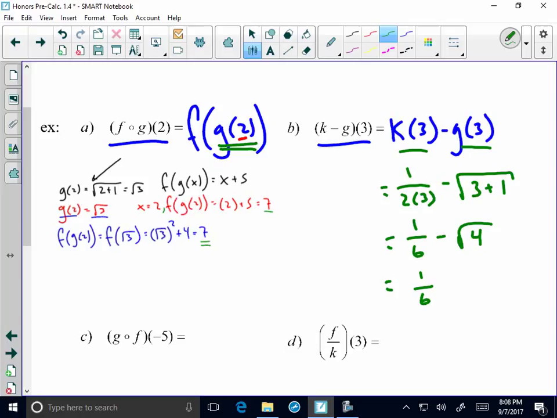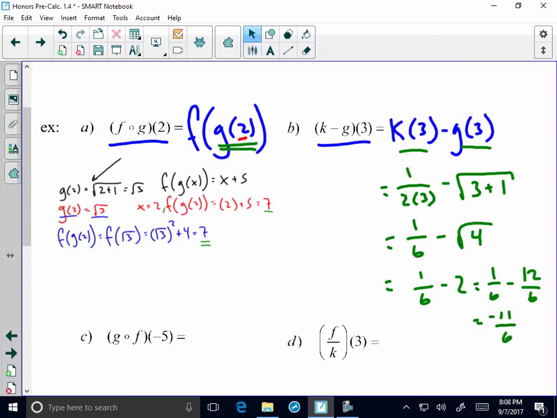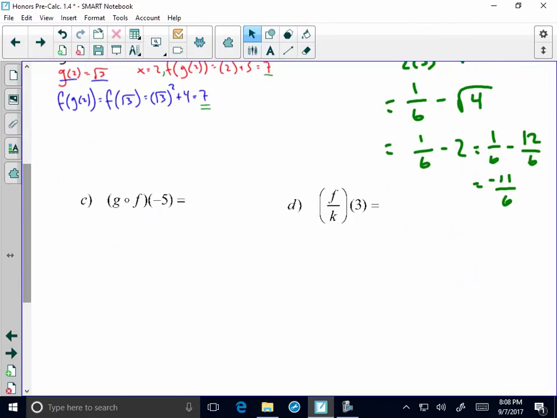1/6 and then minus 2. Now right here, getting 2 to be a fraction with 6 in the denominator, we would have 1/6 minus, and then this is 12 over 6. And then finally right here we can say that would be negative 11 over 6. So k of 3 minus g of 3 is negative 11/6. Okay, guys, so we're going to have you try these next two problems, and then we'll come back and take a look at these together.